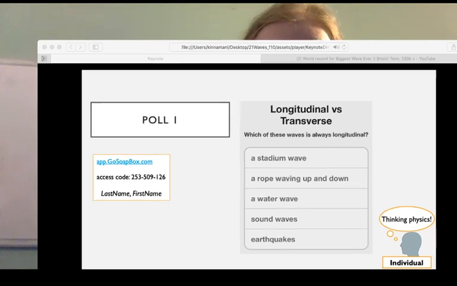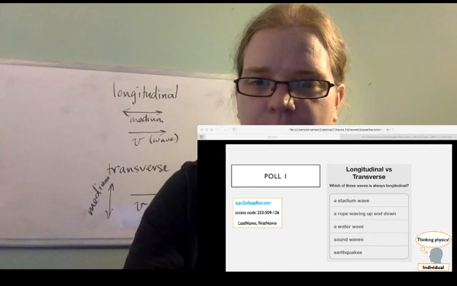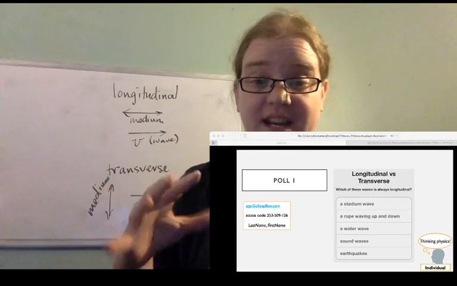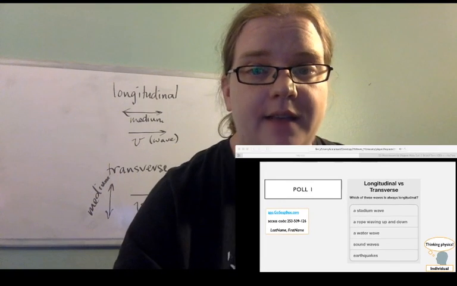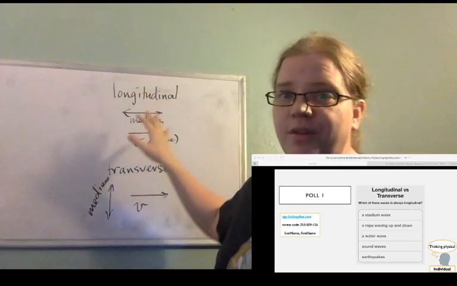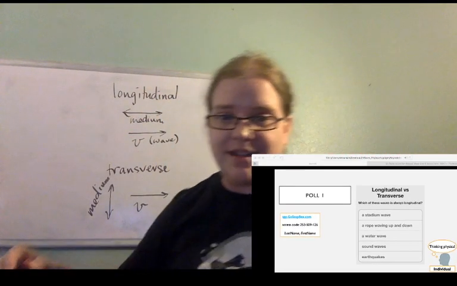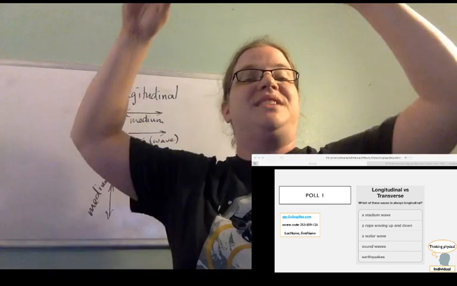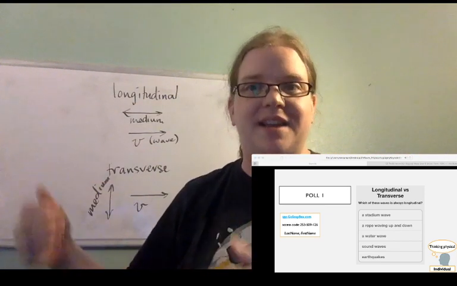Okay, so which of these are longitudinal? Well, a stadium wave is definitely not. We've seen that. If a stadium wave were longitudinal, you would shake back and forth in your seat. That's not what you do. You stand up, right? Even though the wave moves sideways.